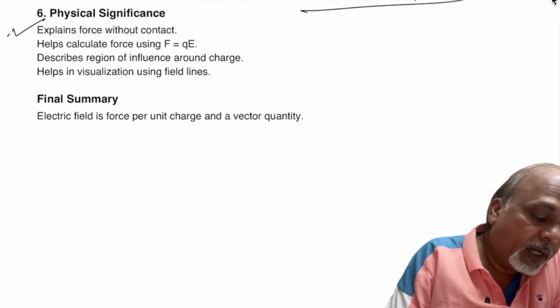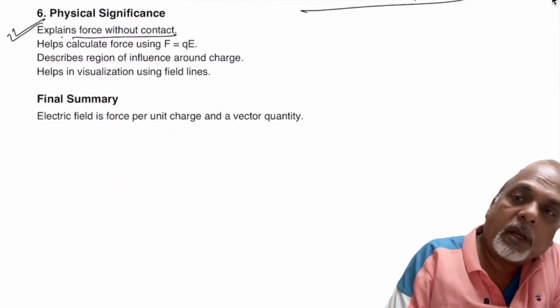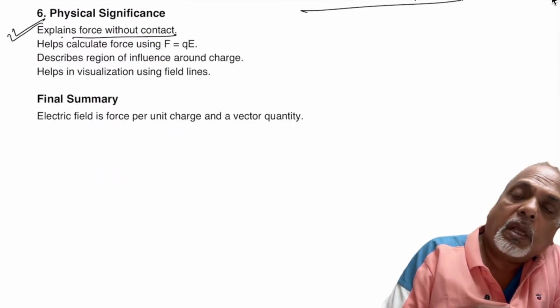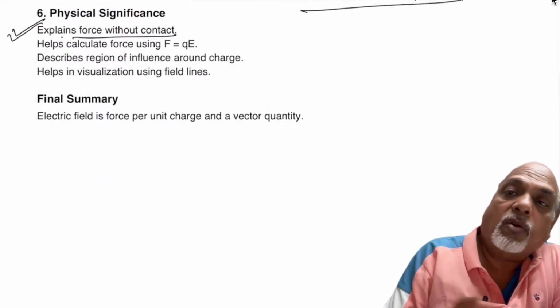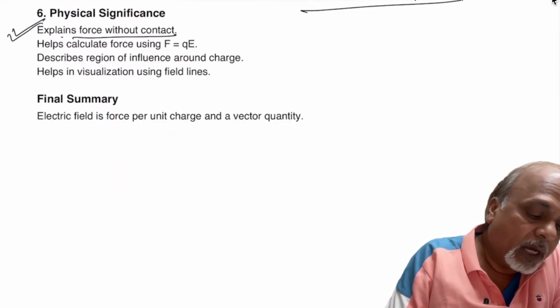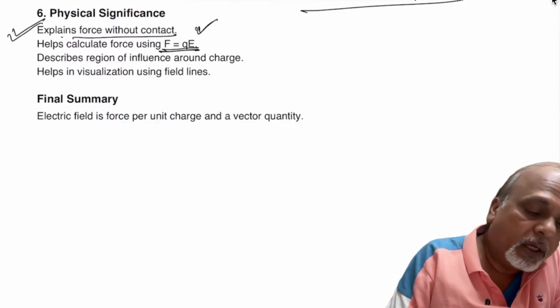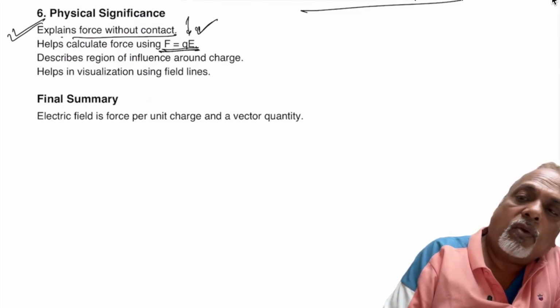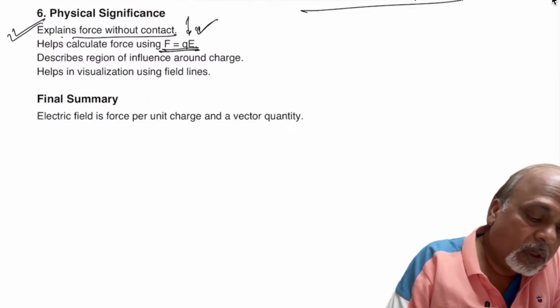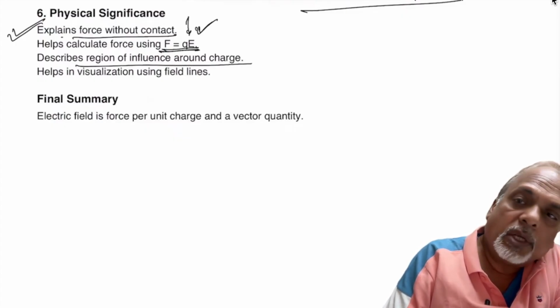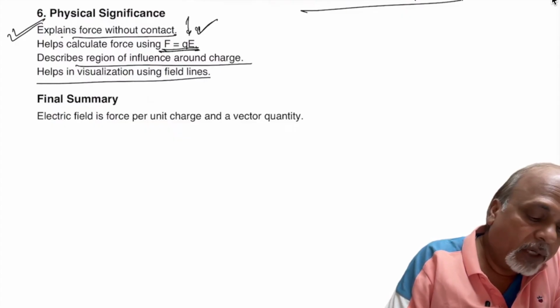What is the significance here? It explains the force without contact. Yes, because due to this field, the charges experience repulsive as well as attractive force without any contact. It helps calculate the force using F equals Q E. If you know the electric field at any point, and you bring the Q charge to that point, then you can find out the force experienced by the charge Q. It describes the region of influence around the charge, hence it is useful in visualization.